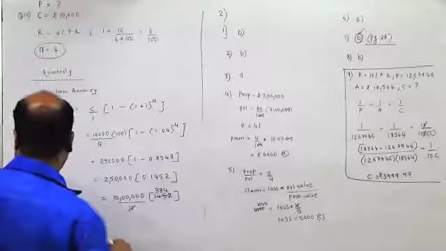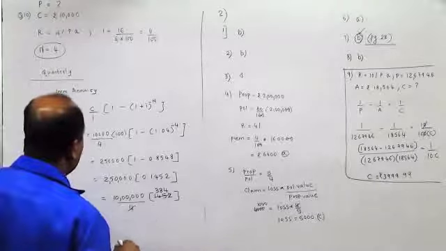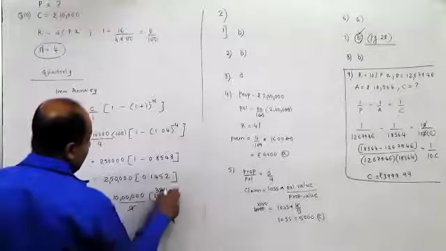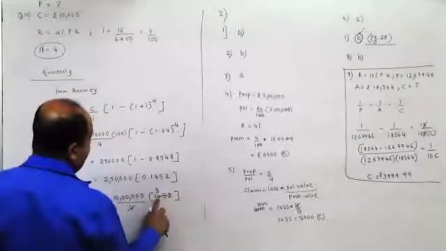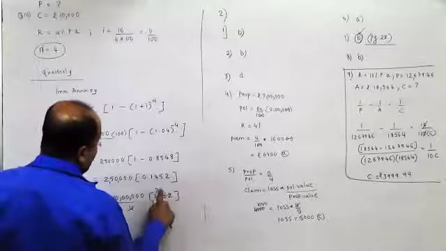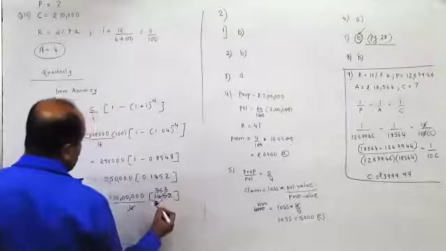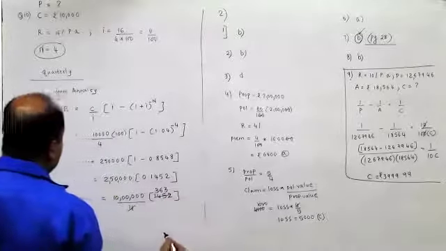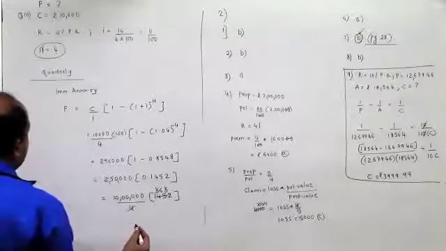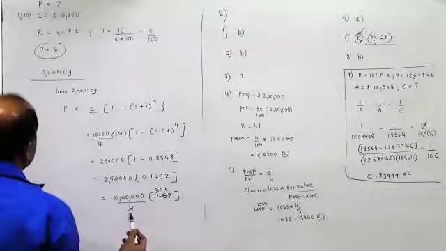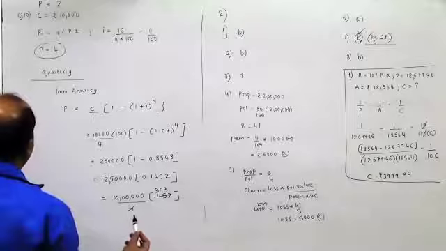So it will be 3, 7, right? 4 3s are 12, 2 5. Sorry, 4 3s are 12, 2 5, 4 6 are 24, 1 2. This is 4 upon 100. C is 10,000.